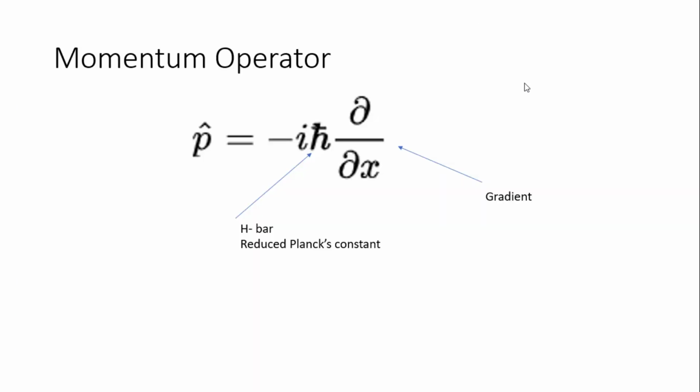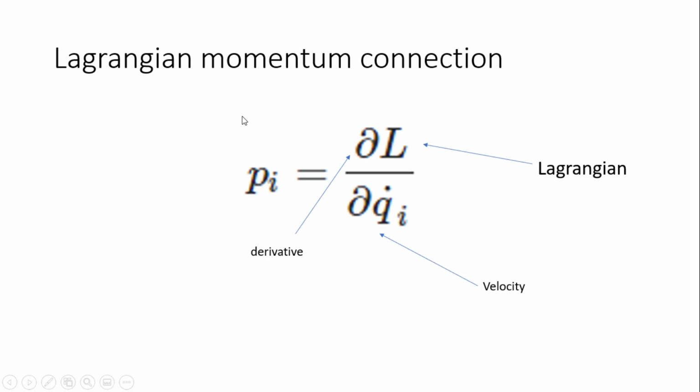Now we're getting word association. There's something called a momentum operator, and it is equal to negative i, that's the imaginary i, times h bar, which is the reduced Planck's constant, times the gradient. Momentum itself is equal to the derivative of the Lagrangian, again, complicated math, with respect to velocity. That's what this symbol is here.